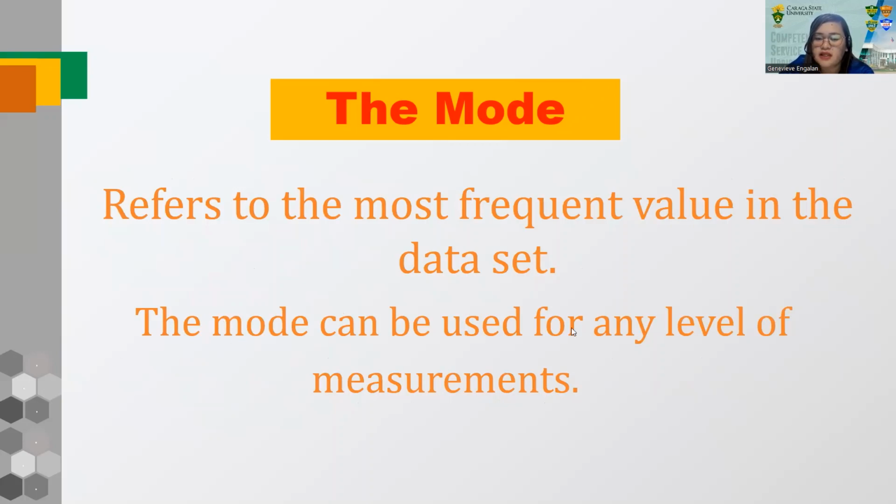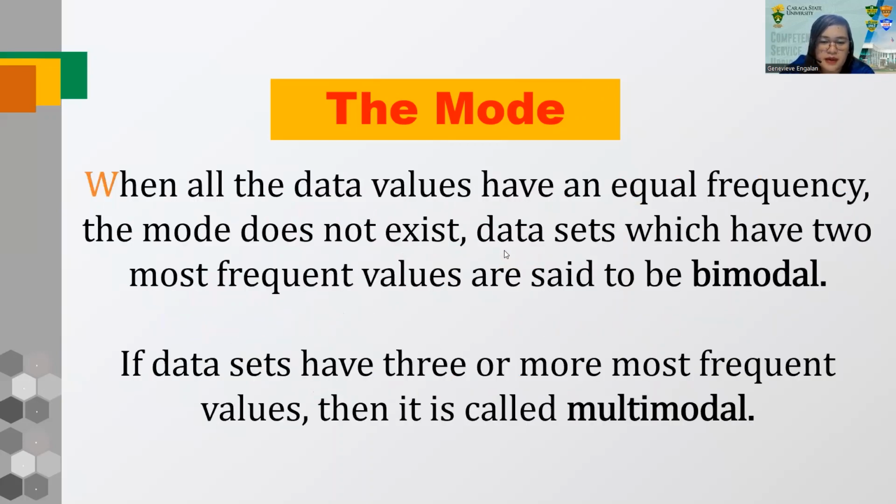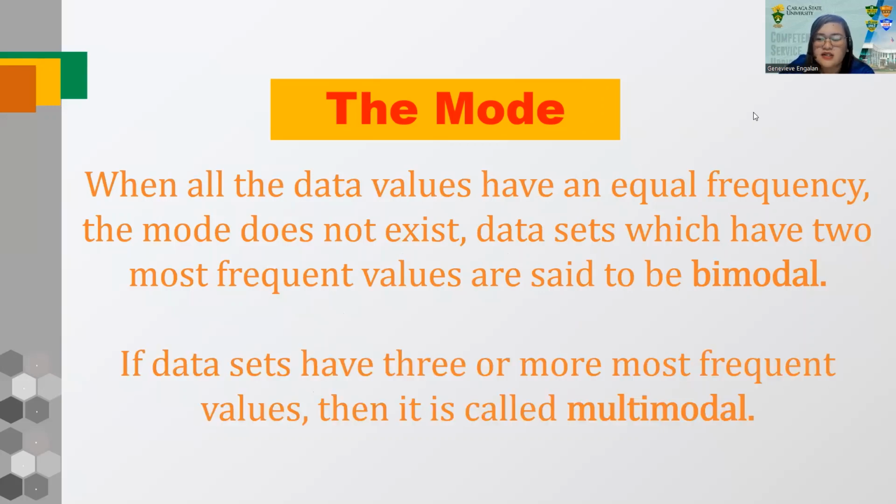So when all the values have an equal frequency, the mode does not exist. If there are two most frequent values, meaning they are the most numerous, their frequencies should be equal. If there are two modes, your data set is called bimodal. When you have 3 or more modes, you have a multimodal data set.